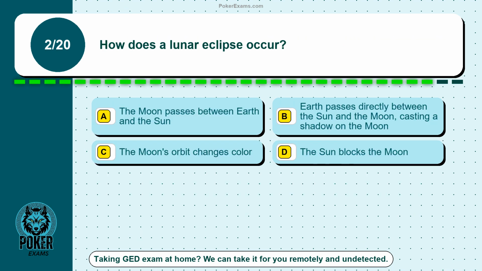Question 2. How does a lunar eclipse occur? Option A. The moon passes between Earth and the Sun. Option B, Earth passes directly between the Sun and the moon, casting a shadow on the moon. Option C. The moon's orbit changes color. Option D. The Sun blocks the moon.